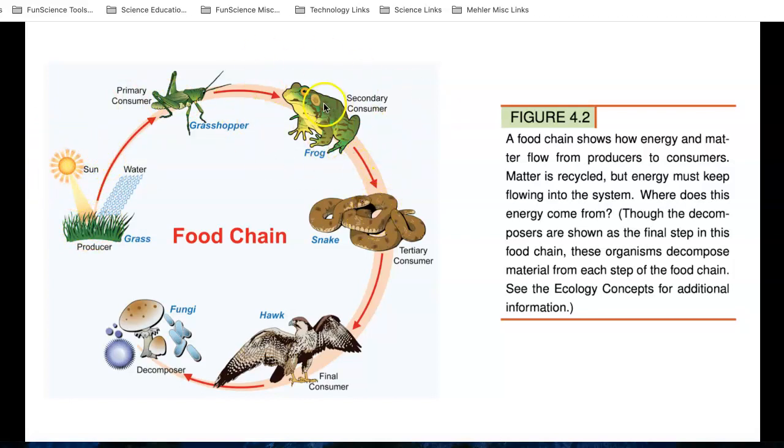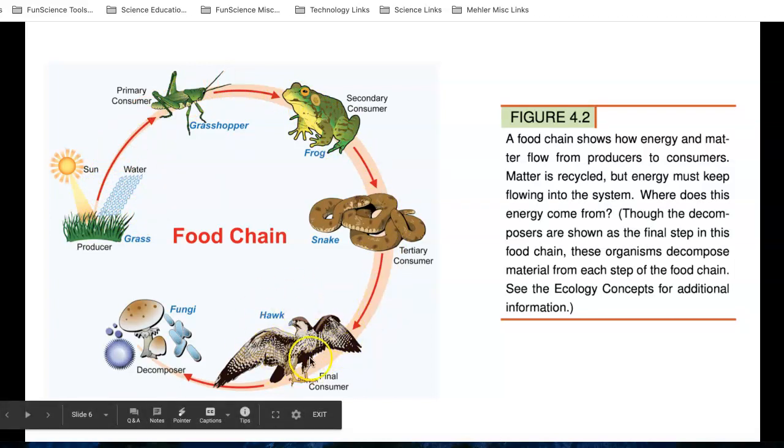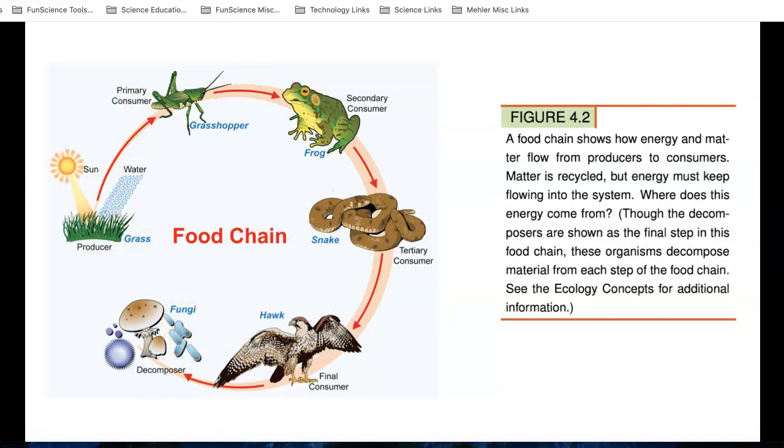This snake will eat the frog. You get the idea. So basically energy is moved up this food chain all the way up to the final consumer, which in this case is the hawk. When the hawk dies, all of its particles will be decomposed into the earth and recycled, and the whole food chain cycle will start again.